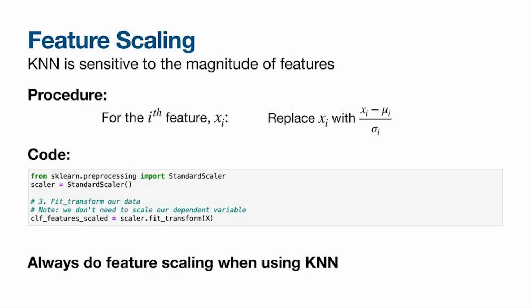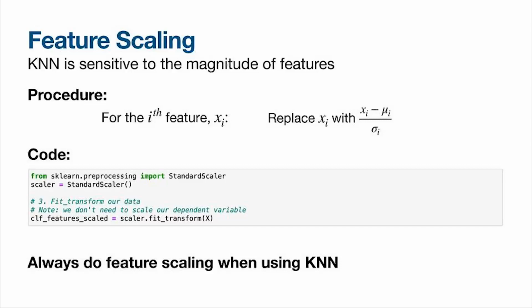You can just try it. Don't do feature scaling and implement KNN, and then implement feature scaling, then implement KNN. You will see a big difference in the accuracy. And you always have to do it. Always do feature scaling when you are using KNN.